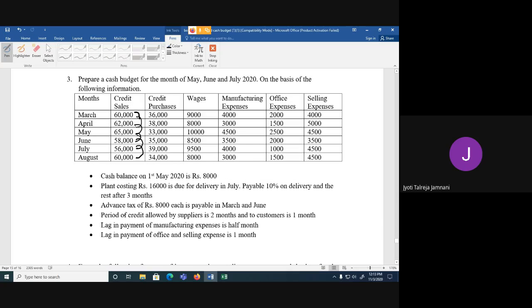They've said period of credit allowed by suppliers is 2 months. Suppliers means credit purchases. So if you have purchased today, you can pay after 2 months. That means if you have purchased in March, you will pay in May. So March, April, 2 months we will leave. Whatever you purchased in March, you're going to pay it in May. What you're purchasing in April, you're going to pay after 2 months, that is April, May you will leave, you will pay it in June. What you have purchased in May, you will pay it in July, and what you have purchased in June, you will pay it in August. So this is how the cycle will go.